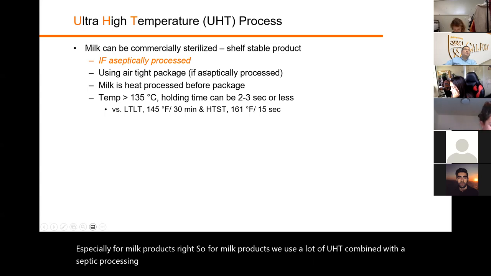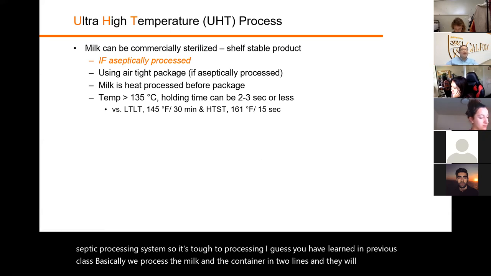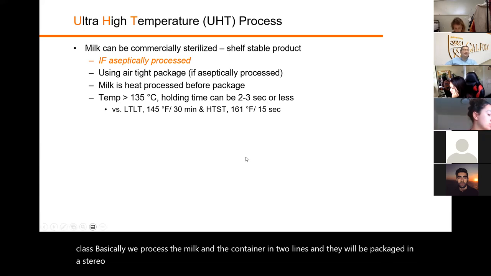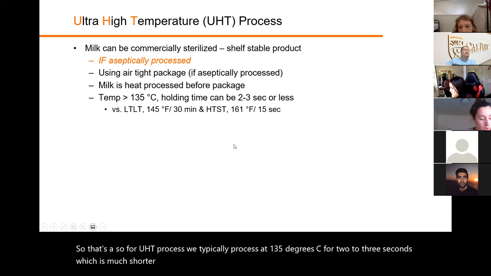For milk products, we use a lot of UHT combined with an aseptic processing system. Aseptic processing, I guess you have learned in a previous class: basically we process the milk and the container in two lines, and they are packaged in a sterile region to eliminate any contamination. For the UHT process, we typically process at 135 degrees C for 2 to 3 seconds, which is much shorter than other processing systems.